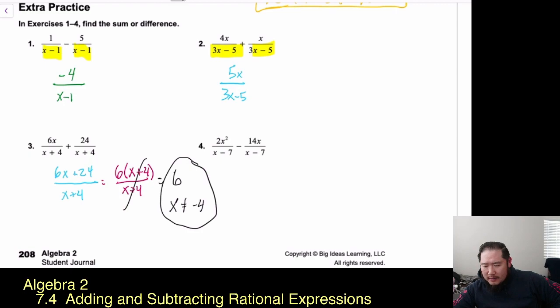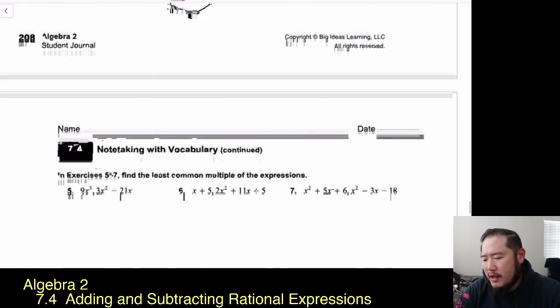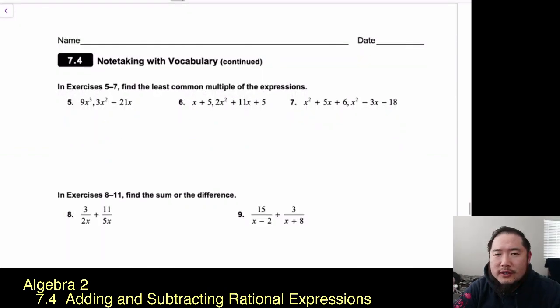Let's take a look at number 5. It says find the least common multiples of the expressions. Okay, so let's take a look at what we did earlier. I look at 9 times x to the third. Can I simplify 9 any further with a product of primes? I can. It's 3 squared. Can't do much with x to the third. That's the highest power. We leave that there.